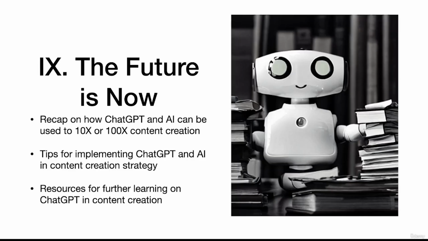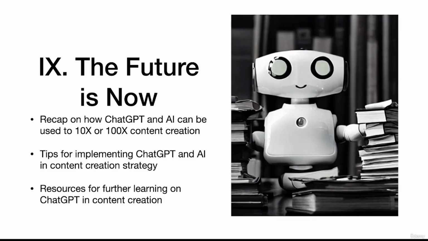Here are some key takeaways to remember. ChatGPT can help you generate fresh and relevant ideas for your content. ChatGPT can help you write compelling and on-brand copy. ChatGPT can help you optimize your content for SEO and engagement. ChatGPT can help you personalize and target your campaigns. And ChatGPT can help you track and measure the performance of your content.